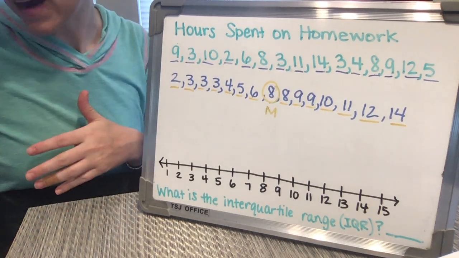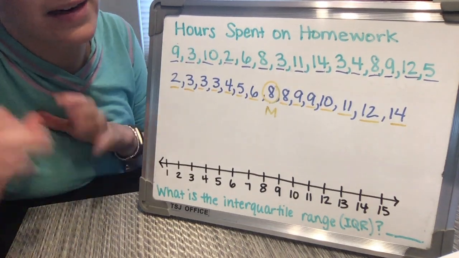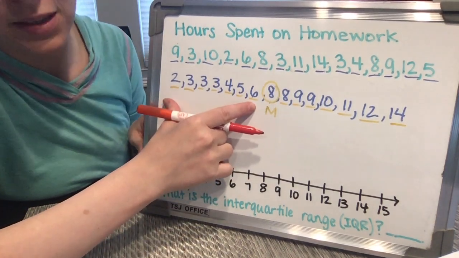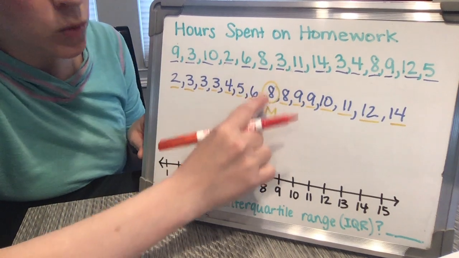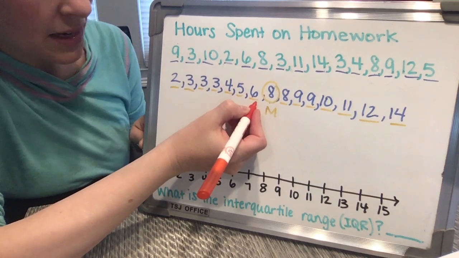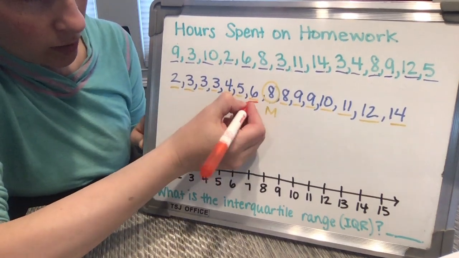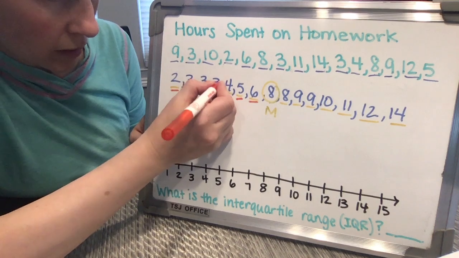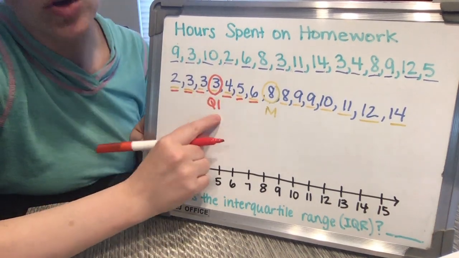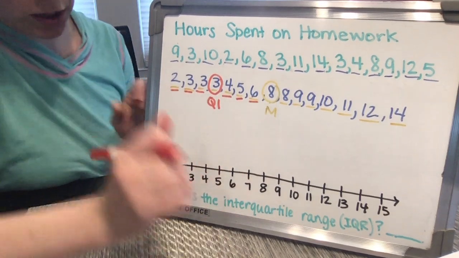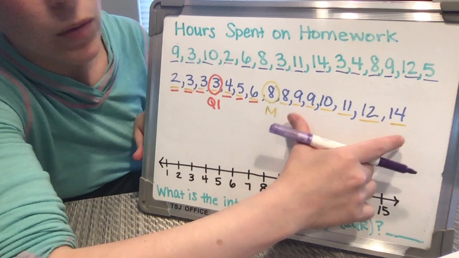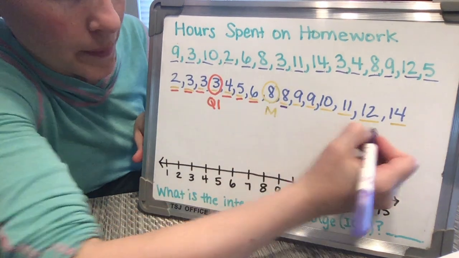Next, I need to find what we call the first quartile, and it'll make sense in a moment why it's called that. But we need to find the median of the lower set of the data. So this median, this 8, was used, so I circled it. It's no longer in the running. So let's find the median of this lower data. Let's find the middle number over here. Here we go. We have this 3, and I'm going to label this as Q1 for quartile 1, or first quartile. Next, I'm going to find the third quartile, and that will be the median number of the upper set of my data.